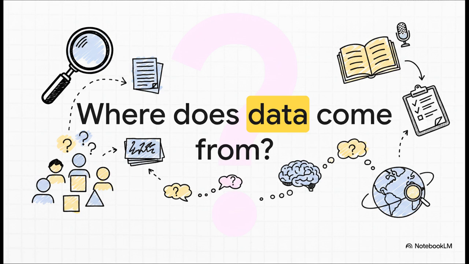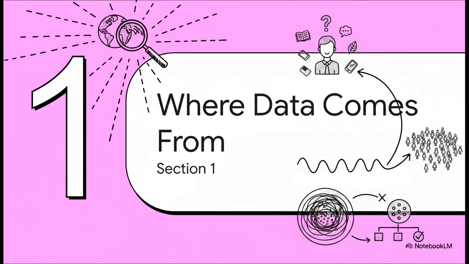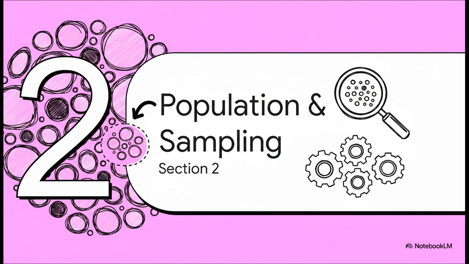You literally cannot access or study every single person in the universe to get your data. So, how on earth do we solve this massive logistical nightmare? Well, that brings us to Section 1. Where does data actually come from? And right into Section 2, population and sampling.